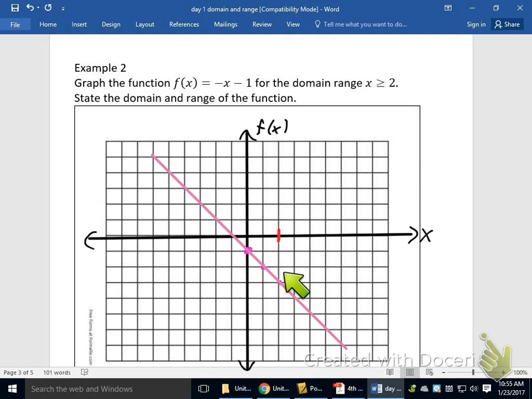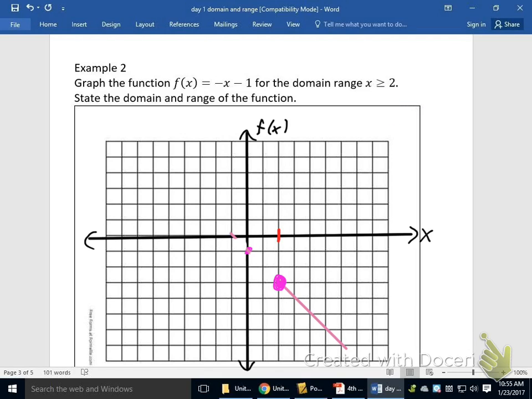Since it needs to be x values greater than or equal to 2, I'm going to keep everything to the right. I'm going to get rid of everything to the left. So I'm going to cut it off here and get rid of all this to the left of it. That's no longer part of my graph. As far as where 2, negative 3 is, I'm going to use a filled-in circle this time. And the reason is because it was equal to 2 in my domain restriction.